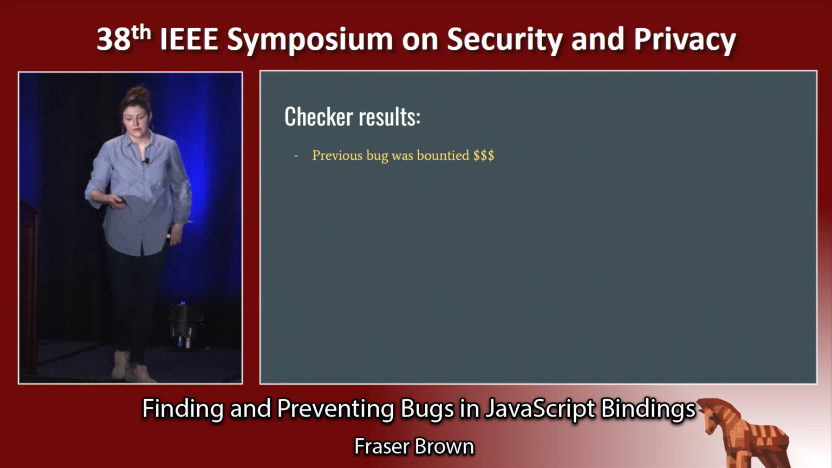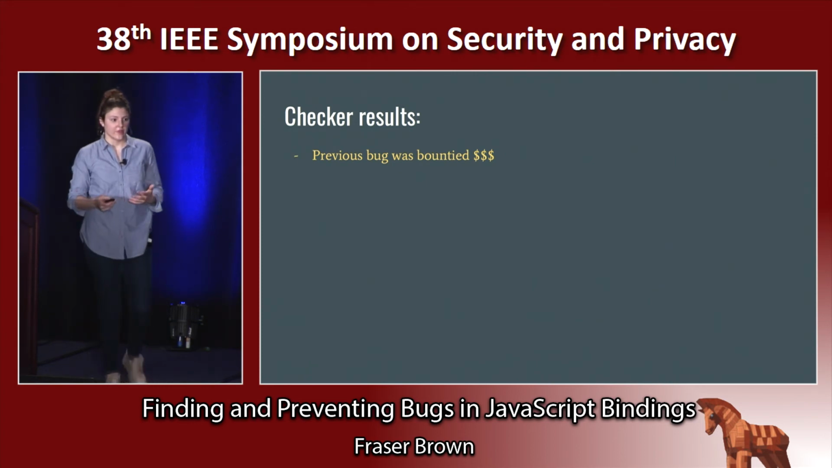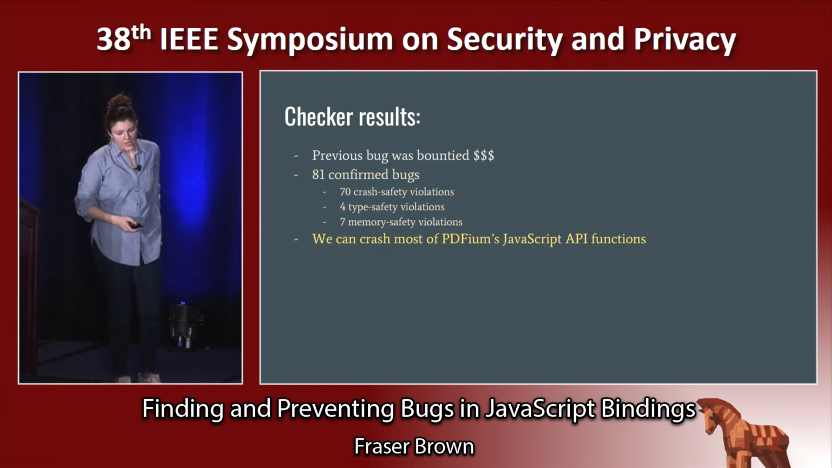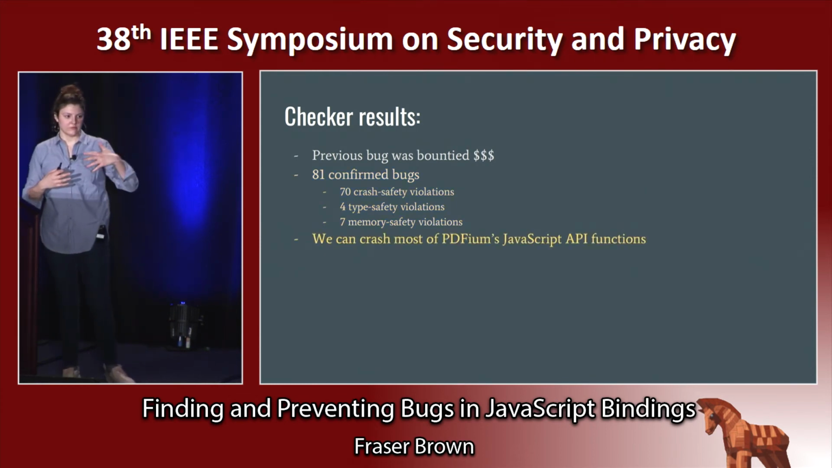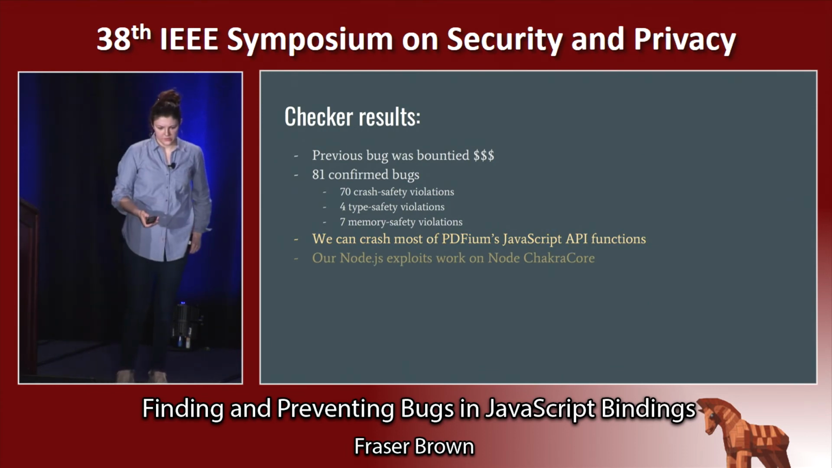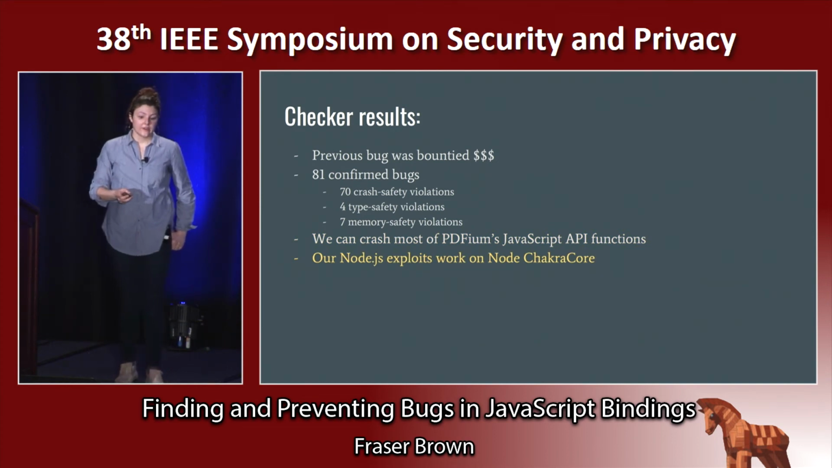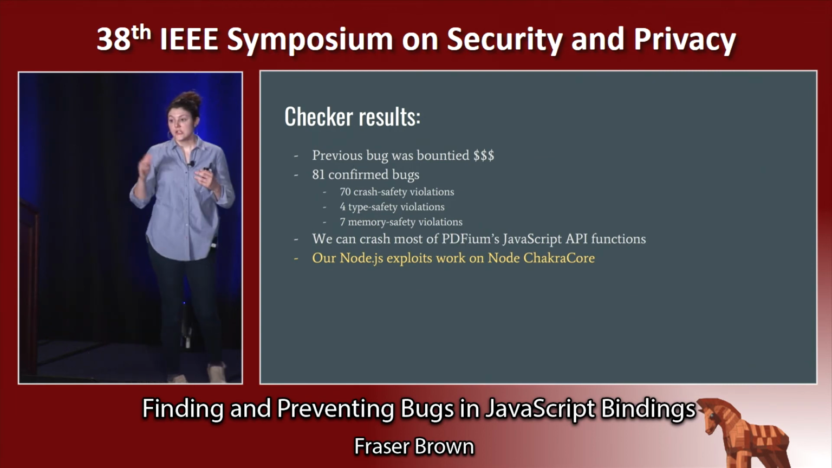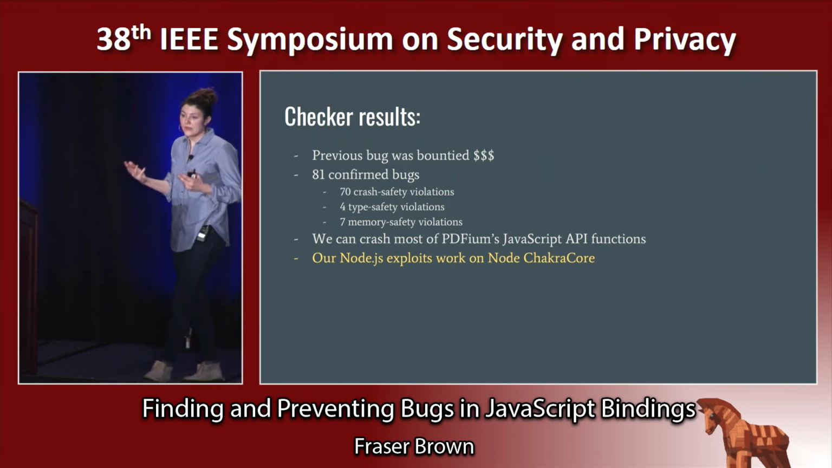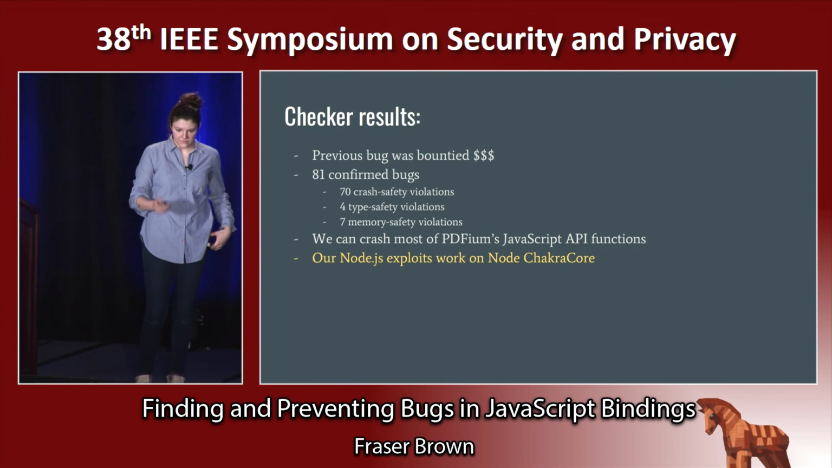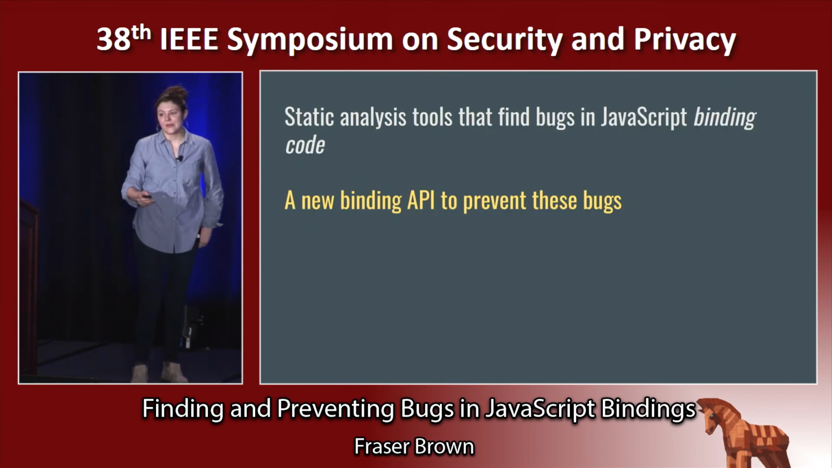This previous bug and another one were bountied, so that's a sign that system authors are taking these bugs at least somewhat seriously. Other high-level checker results, we found 81 confirmed bugs. This is the breakdown. We can crash most of PDFium's external APIs and most Node modules' exposed functions. And all of our Node crashing exploits work on Node Chakra Core, which is a Node version that uses a different JavaScript engine, not V8. So that's a sign that people are misusing different JavaScript engines in very predictable ways every time. Now that we've talked about some bugs, we can talk about how to prevent them.